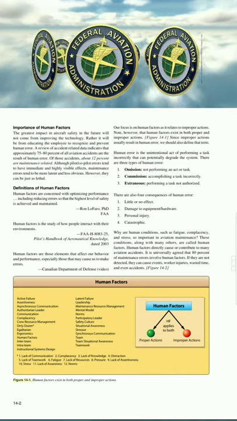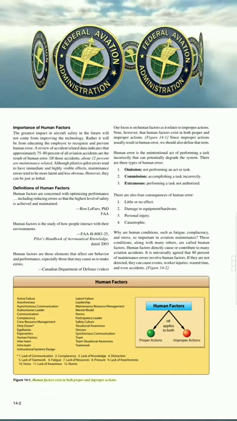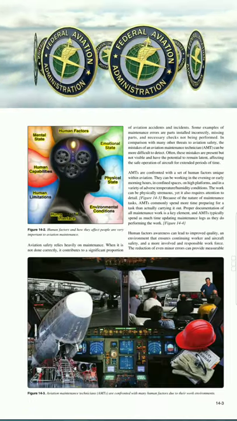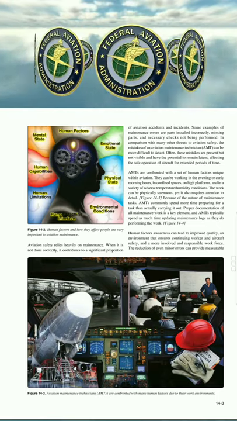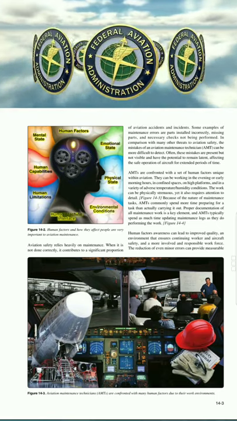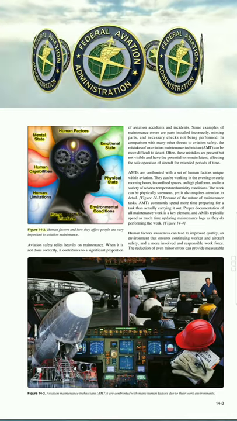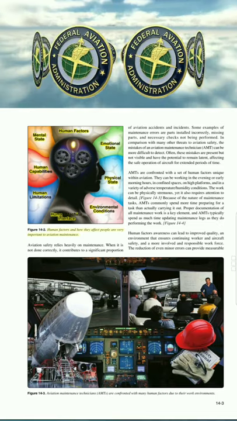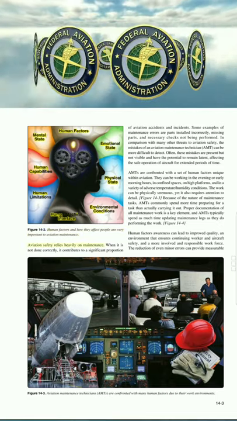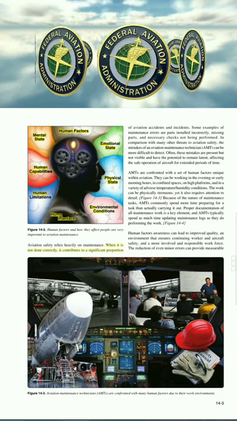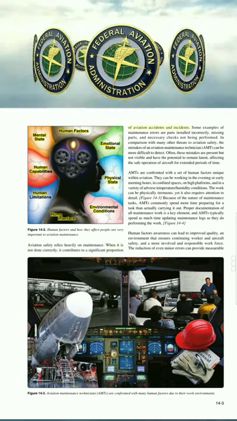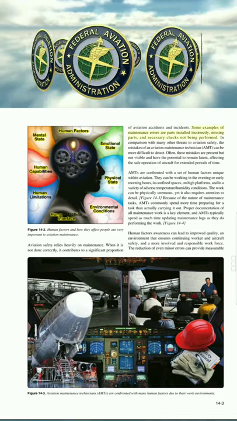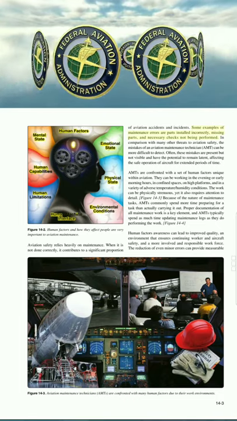Figure 14-1. Human factors exist in both proper and improper actions. 14-2. Human factors: mental state, emotional state, human capabilities, physical state, human limitations, environmental conditions, human-machine interface. Figure 14-2. Human factors and how they affect people are very important to aviation maintenance. Aviation safety relies heavily on maintenance. When it is not done correctly, it contributes to a significant proportion of aviation accidents and incidents. Some examples of maintenance errors are parts installed incorrectly, missing parts, and necessary checks not being performed.